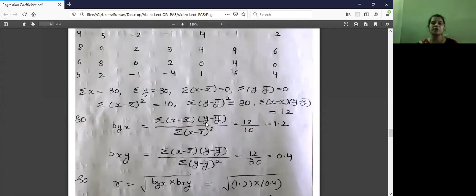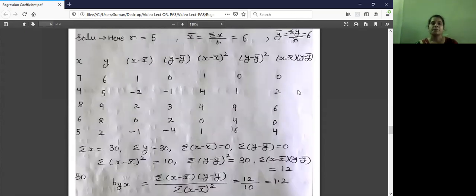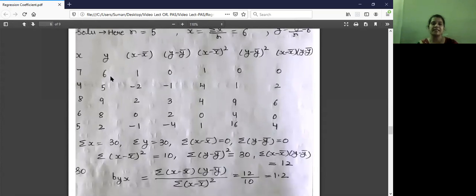So according to our formula, we map the table. In our table, our third column is x minus x bar, next is y minus y bar, next is x minus x bar whole square, next is y minus y bar whole square, and our last column is summation x minus x bar and y minus y bar. So here x bar and y bar both values are 6.